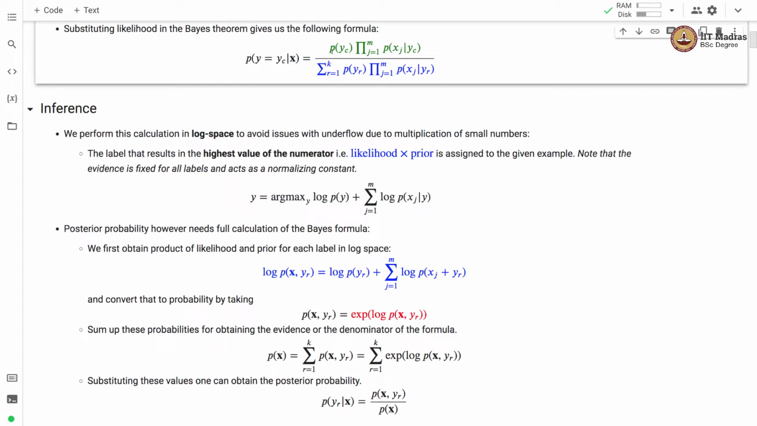prior. And since we are performing this computation in log space, we are taking log, so we have log of P of y plus, so this product in log space becomes addition in the log space. So this is addition over m features log of P of xj given y.